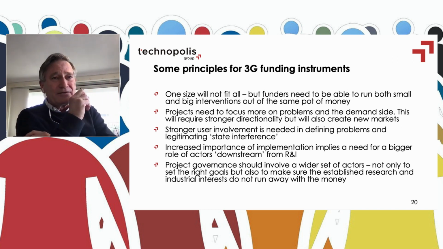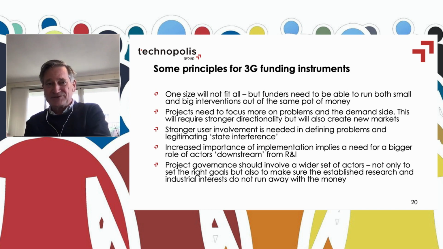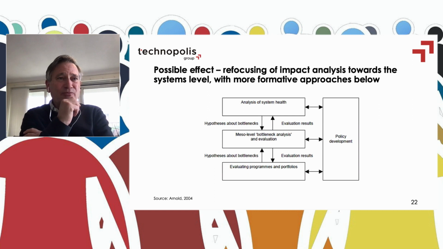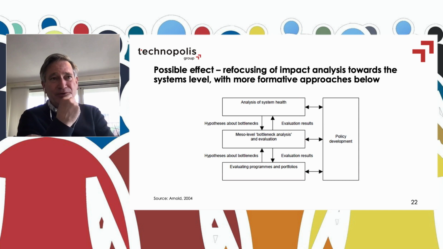Okay. So a key issue then is stronger user involvement in problem definition and legitimation. A bigger role for actors downstream from research and innovation in the process of realizing impact, and therefore a wider set of actors in governance. This I can skip in a sense. Where we end up, I think, or where we're likely to end up in the way we think about impact is by treating it in different levels.